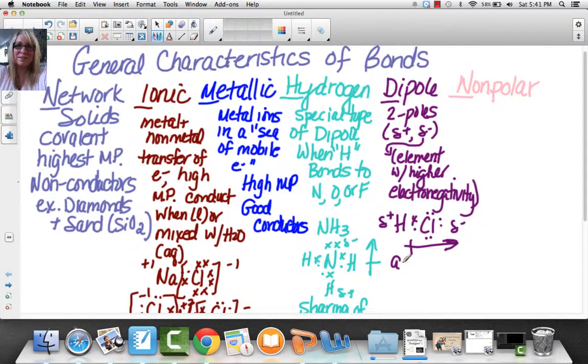Polar molecules are also known as asymmetrical, and there is also unequal sharing of electrons. And the last one is nonpolar.